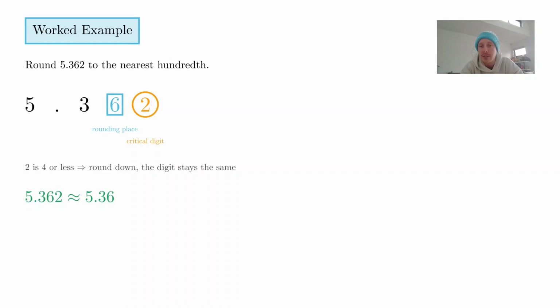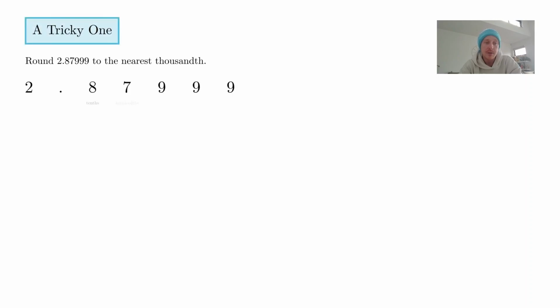Let's look at a bit of a trickier example when we might have to do a bit of a carry. So here's our number, 2.87999, and we want to round it to the nearest thousandths. So our first step, remember, is decide where we're rounding to. So we're rounding to the thousandths column, so we're going to put a square around that. And then the critical digit is the 9, so we look to the right of it.